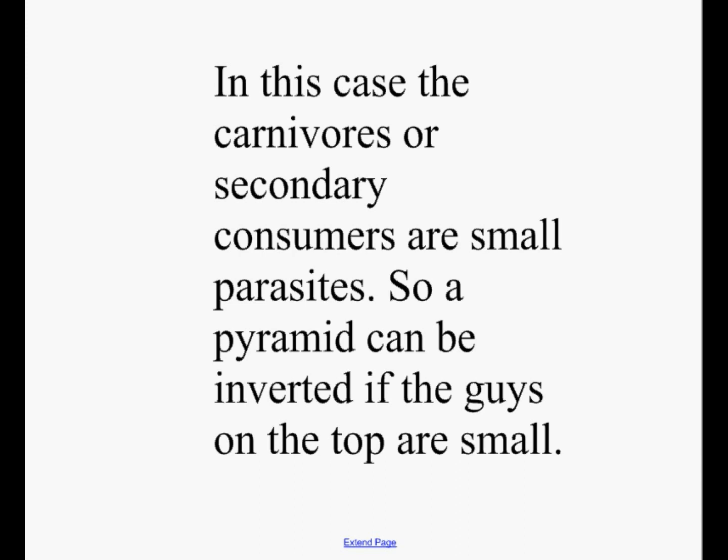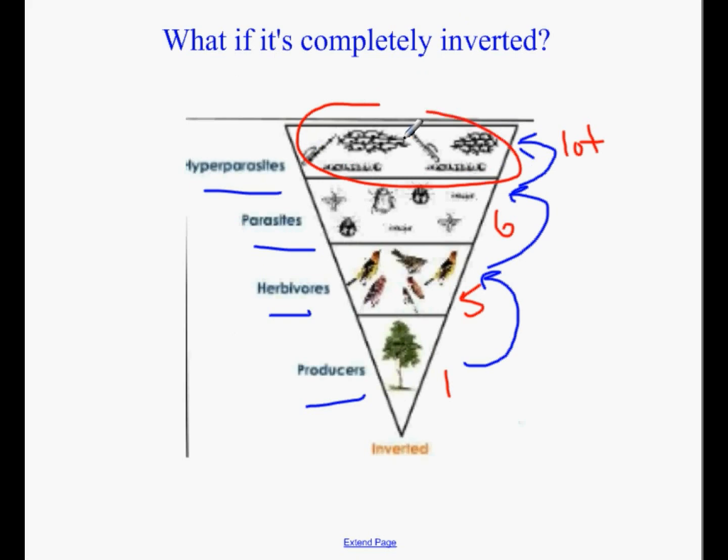In this case, the carnivores, or those secondary consumers at the top, they're just really, really small. So these guys over here and these guys over here, they're really, really small, but there's just a lot of them, right? And that's why numbers-wise, they look like this, but there's just a lot of them, so they can, all together, eat all the guys at the bottom.